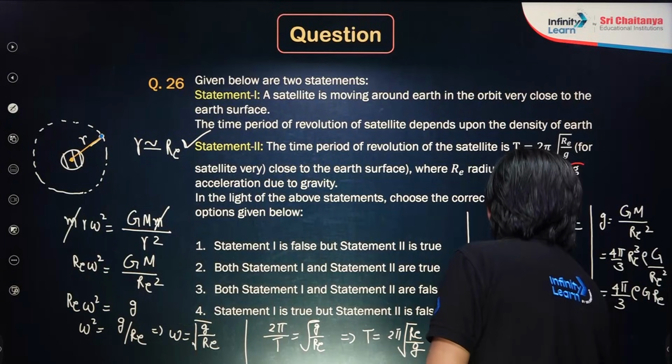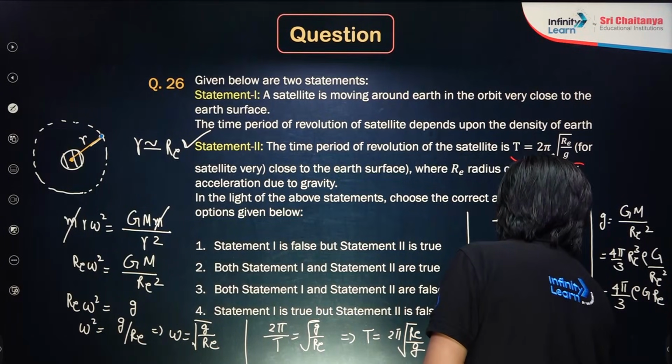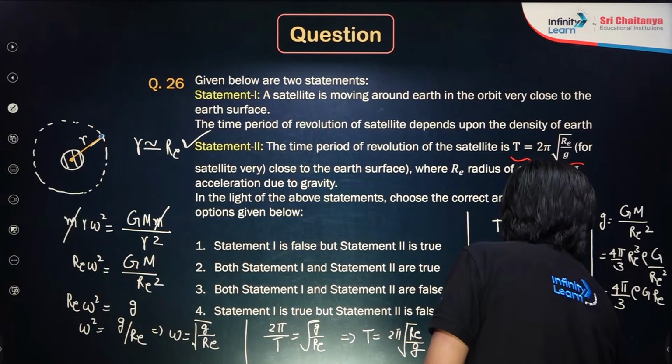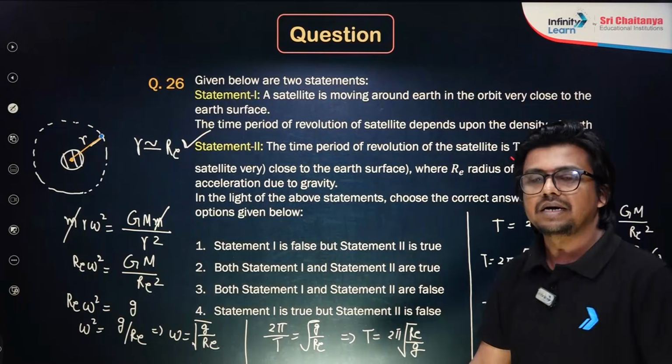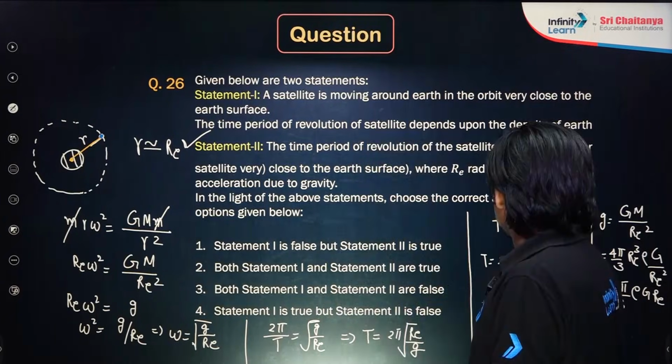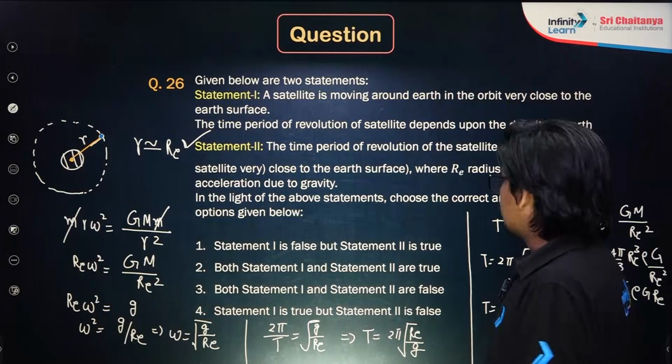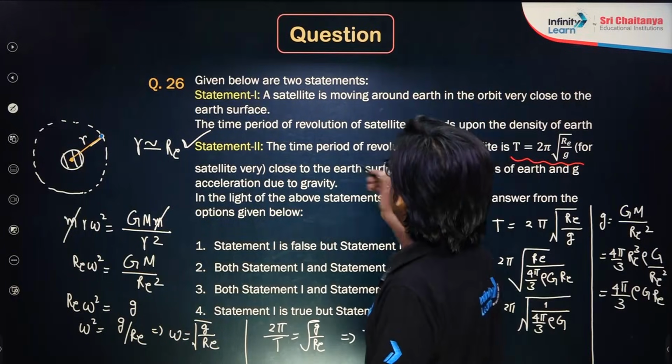Okay, and you can get this time period is actually 2 pi divided by square root of 1 divided by 4 pi by 3 divided by rho divided by g. Okay, so that time period is nothing but inversely proportional to square root of the density. So it is actually depending on the density.